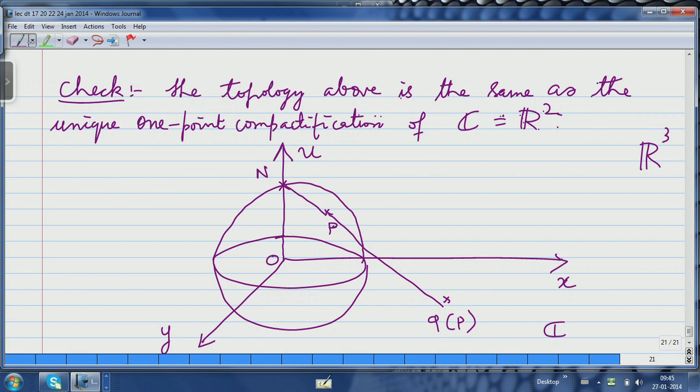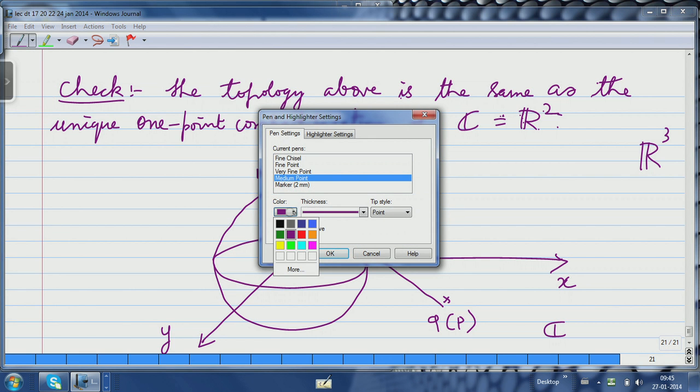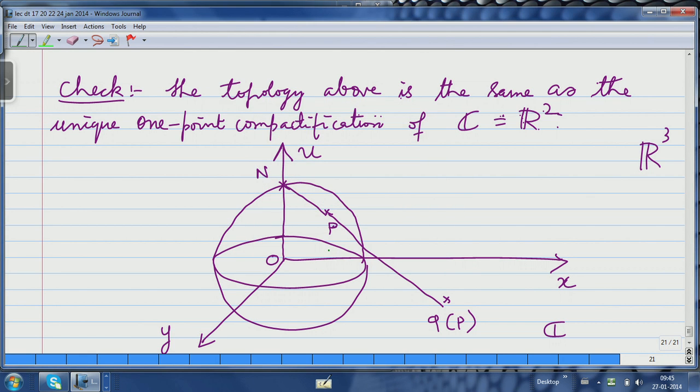So what is a neighborhood of the north pole going to look like? It's going to be a set that contains the intersection of a three-dimensional open disk centered at the north pole with the surface of the sphere. So let me again change color to something else. So basically a neighborhood of the north pole is going to look like this. This is how the neighborhood of a north pole is going to look on the Riemann sphere.